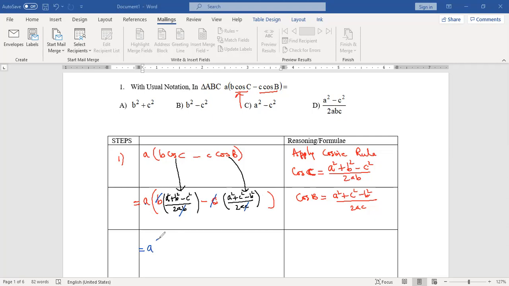a into (a square plus b square minus c square) upon 2a minus (a square plus c square minus b square) upon 2a. Now put your answers after calculation. Put your answers on the chat box. You can write A, B, C. Options are there, no? You don't have to type the whole thing. Yes, Kevin. Good. Pranita, good. You need to put only the option.